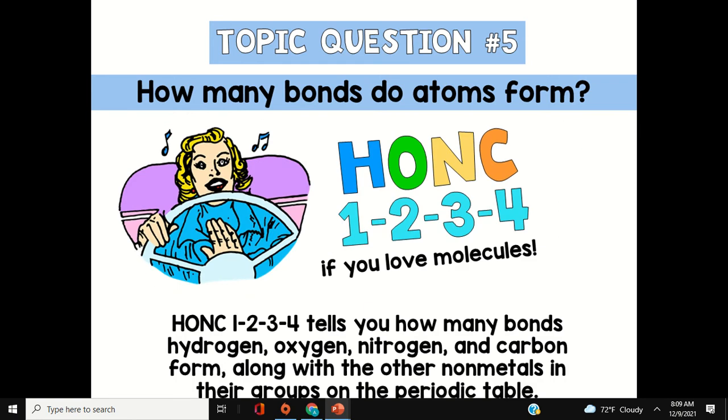If you can remember, hydrogen normally forms 1 bond, oxygen normally forms 2, nitrogen normally forms 3, and carbon normally forms 4. HONC is a little prefix that tells you 1, 2, 3, 4, how many bonds hydrogen, oxygen, nitrogen, and carbon form, along with the other nonmetals in their groups on the periodic table. So this is just a little quick thing. If you can remember, okay, hydrogen's in here, I know hydrogen should be forming 1 bond. Nitrogen should be forming 3 bonds. Then it'll be a little shortcut for you to do those covalent bond images and diagrams.